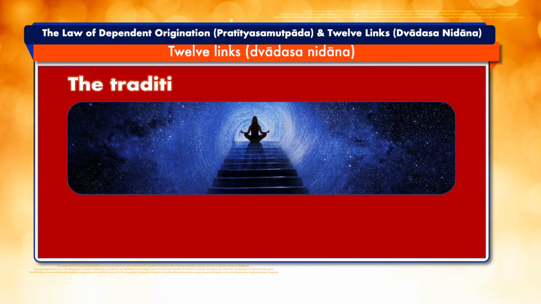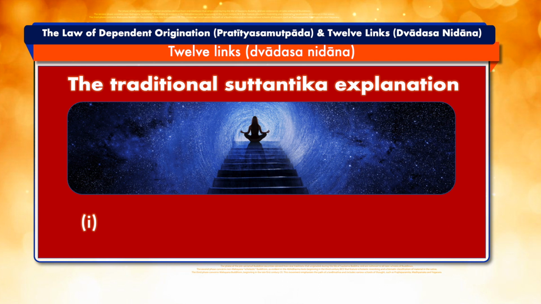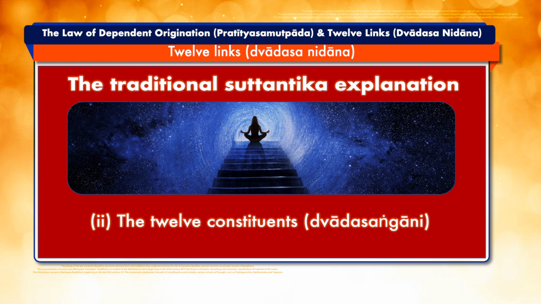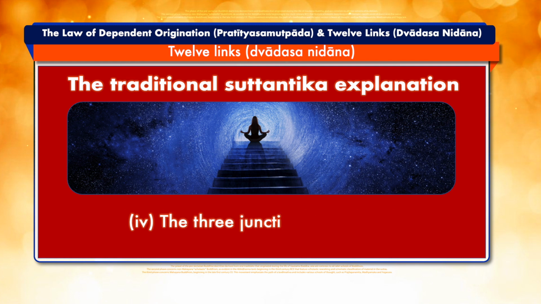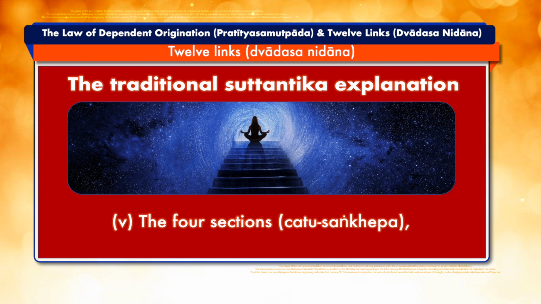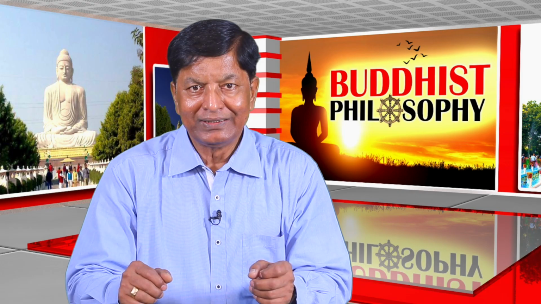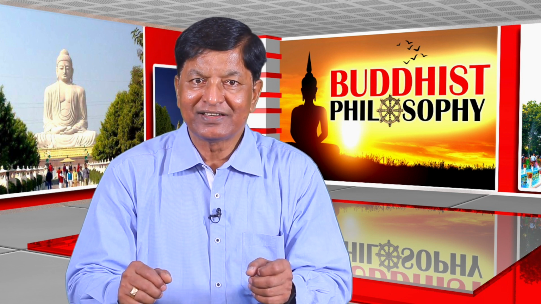The traditional Suttanta explanation, as given in the commentary, has marked out the details with reference to first, the three successive periods, tayo addhā; second, the 12 constituents, dvādasaṅgāni; third, the 20 modes, vīsatākāra; fourth, the three junctions, tisandhi; and fifth, the four sections, catu-saṅkhepa; sixth, the three rounds, tīni vattāni; and seventh, the two roots, mūlāni. This is the most exhaustive explanation of the subject matter given in the exegetical literature.